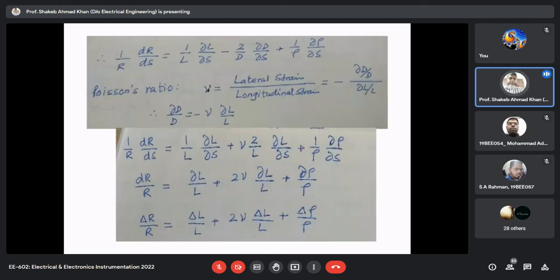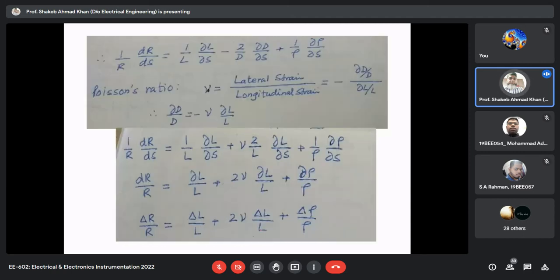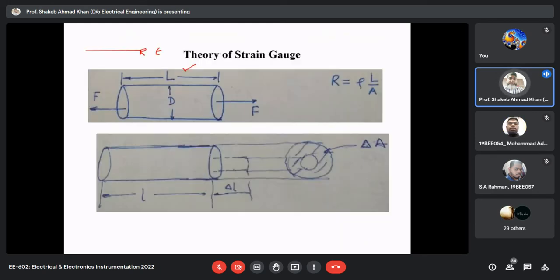Anyway, now we can write, we put this expression here. We replace the area term by this diameter expression. So now we are having this. And you can see that this negative sign is coming only because of the nature of change.